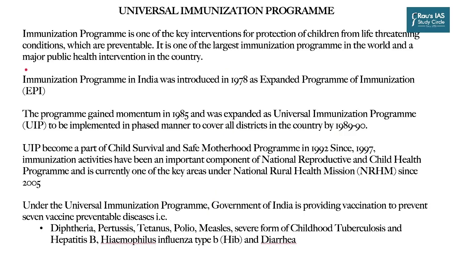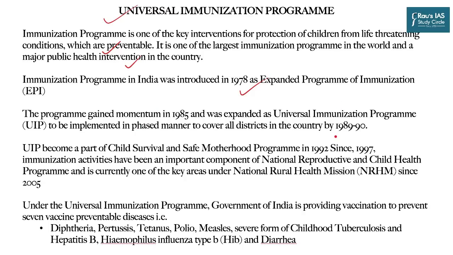And so that is why in today's DNS we are going to take up the Universal Immunization Program, which is one of the key interventions for protection of children from life-threatening conditions which are preventable. If you vaccinate children against these very commonly occurring diseases, you can totally prevent them from being infected by these diseases. So it is one of the largest immunization programs in the world and a major public health intervention in our country. And not recently, but in 1978, this particular program was introduced in our country.